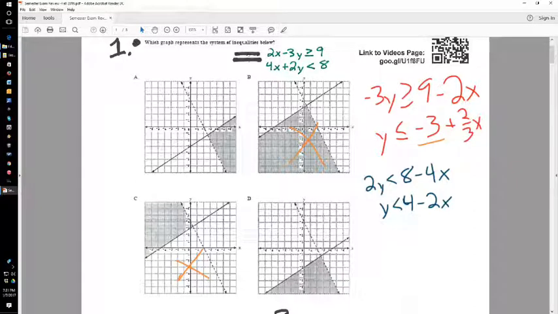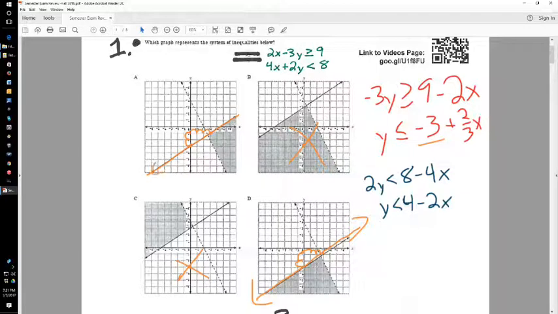So here we go. Negative 3 is right there, and a positive 2/3, so you go up 2 over 3. It's this line right there. The other thing, this has a solid line underneath it, so it needs to have a solid line. There's this one, and it's the same thing. Crosses at negative 3, slope of 2 up, 3 to the right.